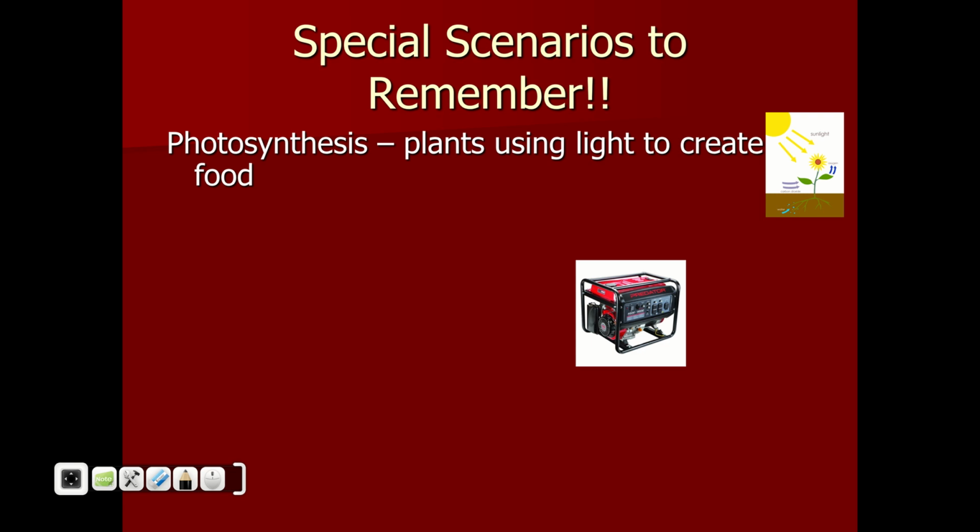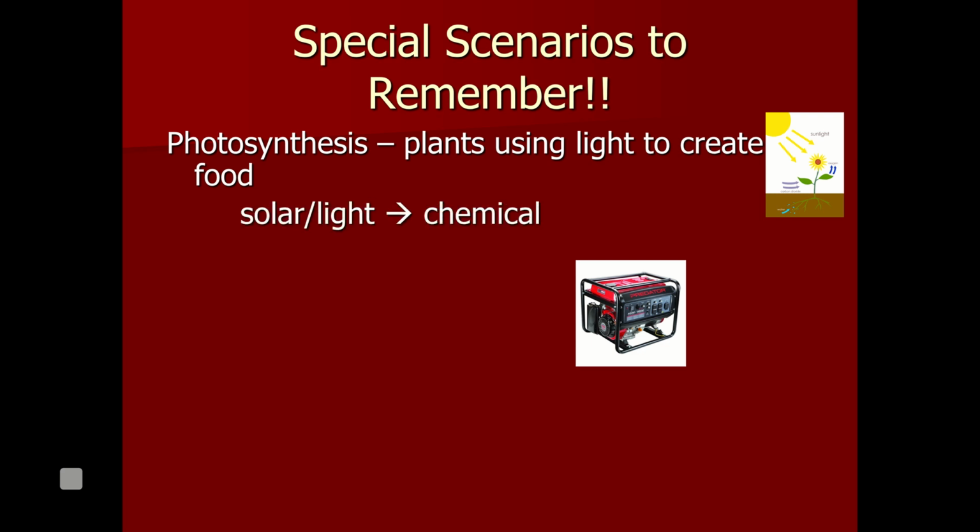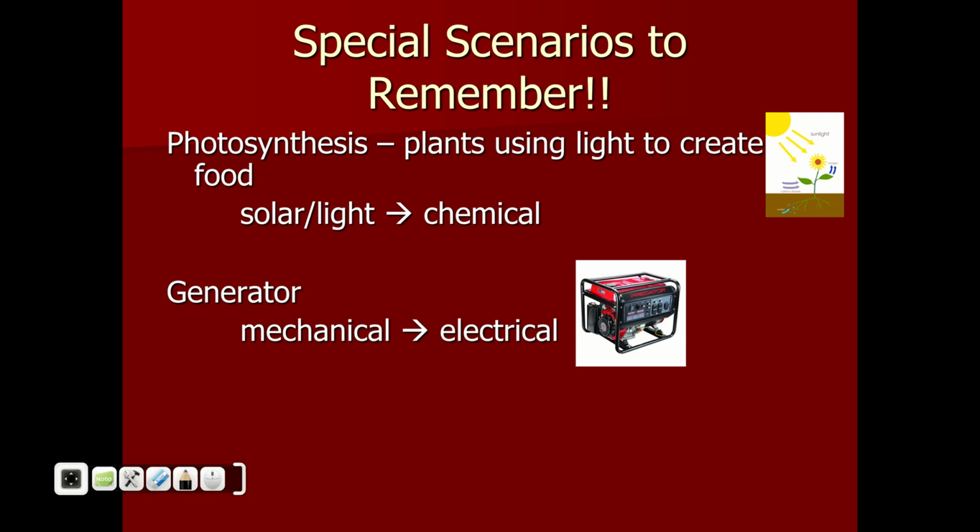Some other special scenarios we run into. Photosynthesis. That's light changing into chemical. Light creating food. Solar light creating chemical energy. A generator. A generator is using mechanical energy and creating electricity. A generator helps keep the electricity running. So that's the result from mechanical. Some people in class usually tell me, well, what do I put in the generator? Well, if I put gasoline in, that means it probably starts somewhere else. It starts off as chemical, which then changes to make it mechanical. There's that motor going inside, which then creates electrical energy.